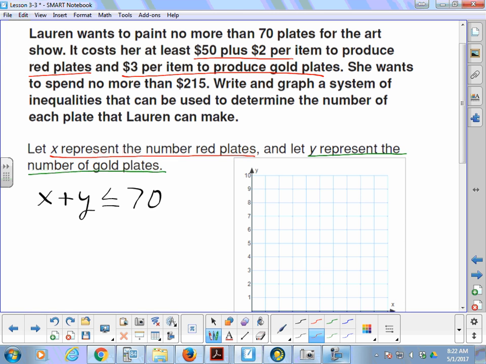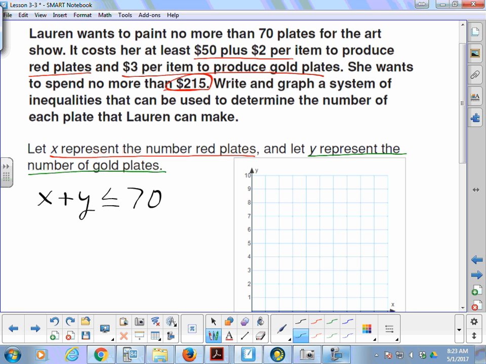the amount of money that is involved. All right. Did it cost her at least $50? So she starts with $50 plus $2 per red plate and $3 per gold plate. All right. But she doesn't want to spend more than $215. So we have to put all those money values together then.